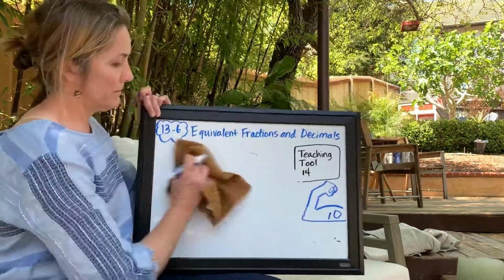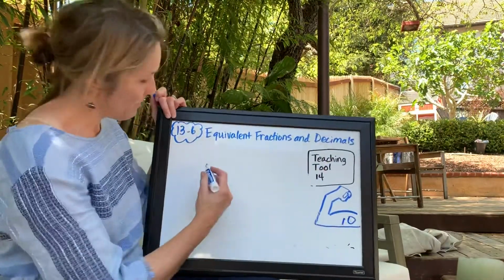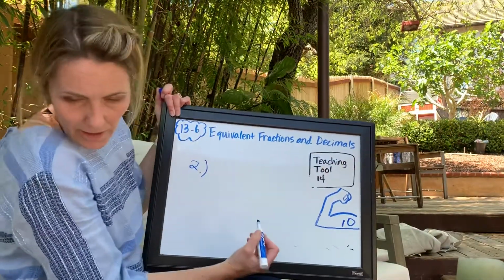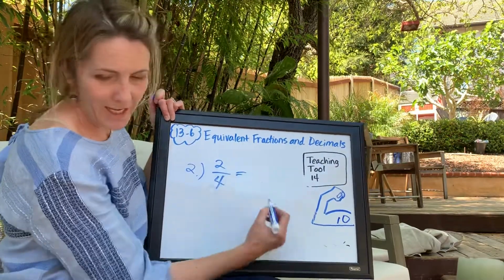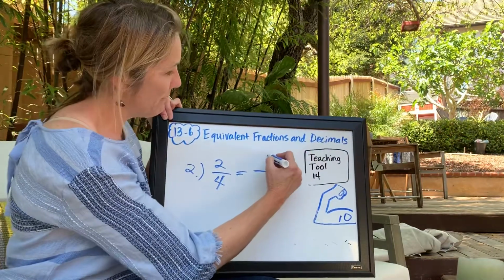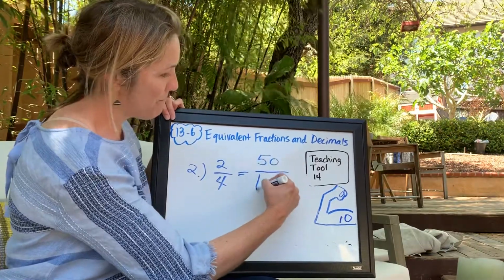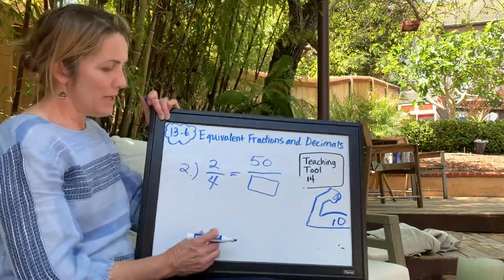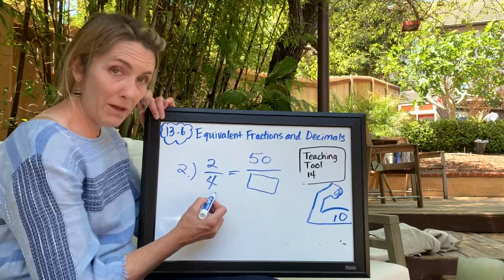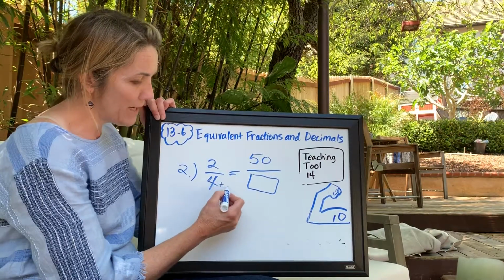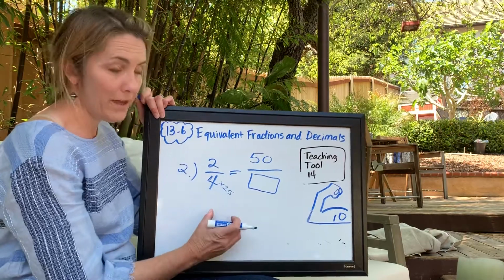Let's do another one. Number 2 says 2/4. You know another name for that. They're going to give you a 50 on top and a box below. And they're going to say, okay, well, what did they do? We have to get this to that power of 10. So really, don't forget, it's multiplying by 25.